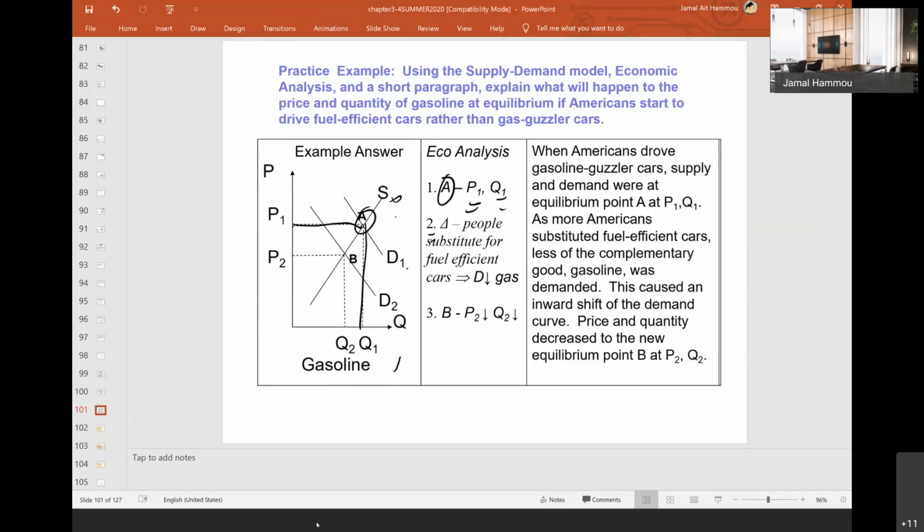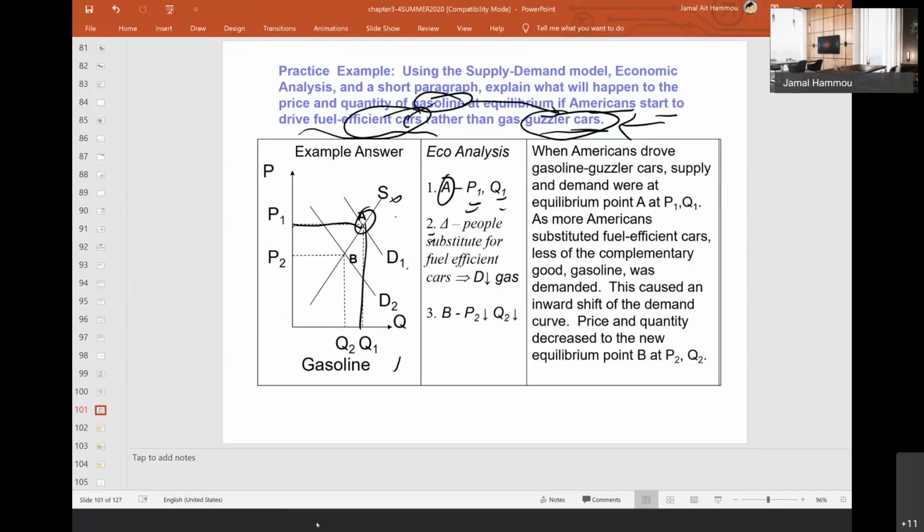Americans start to drive fuel efficient cars rather than gas guzzler cars. What do we call that? There is a substitute effect for cars, substitutes. People are switching from cars that consume a lot of gas to more fuel efficient cars. But the question is not about cars. You have to be careful. Sometimes you will get confused. The question is to explain what happened to the quantity and price of gasoline. So I have to know the relationship between the car and gas. If I don't understand the relationship, we will not be able to explain it.